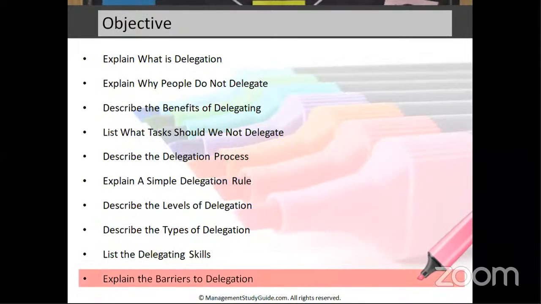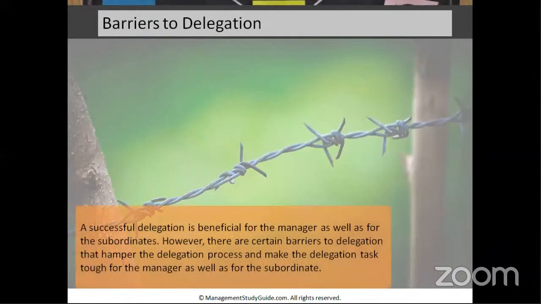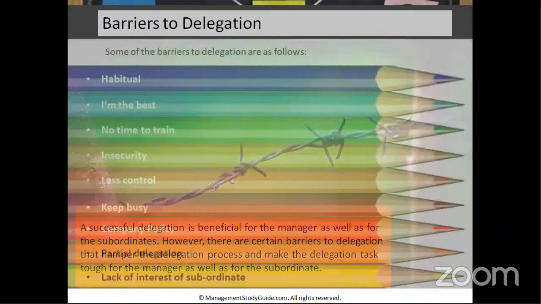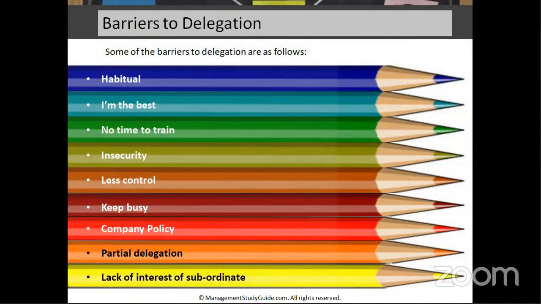And then finally, the barriers to delegation. A successful delegation is beneficial for the manager as well as for the subordinate. However, there are certain barriers to delegation that hamper the delegation process and make the delegation task tough for the manager as well as the subordinate. Barriers to delegation. Some of the barriers are as follows.